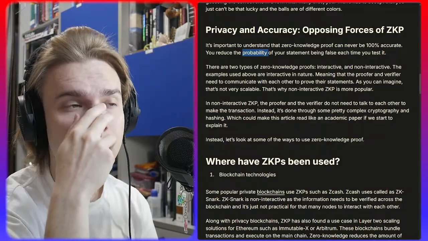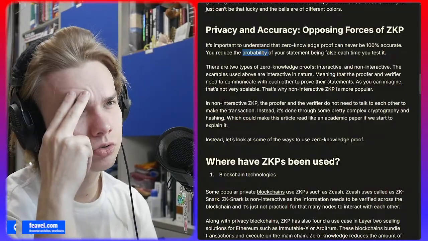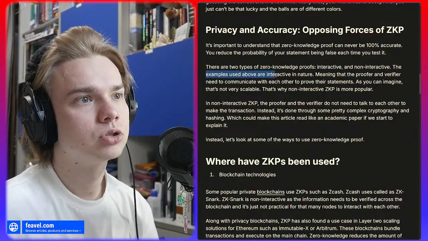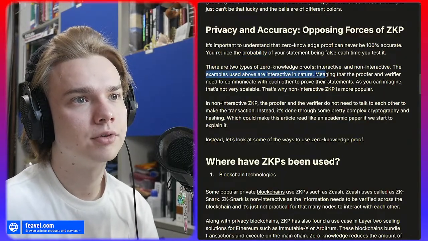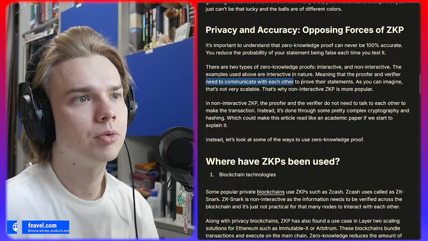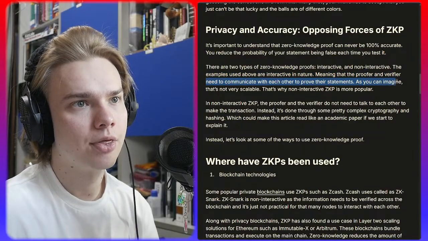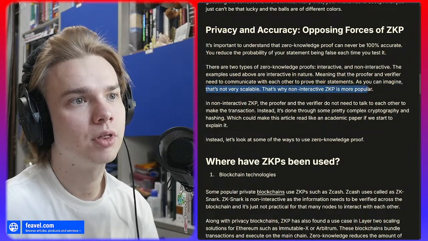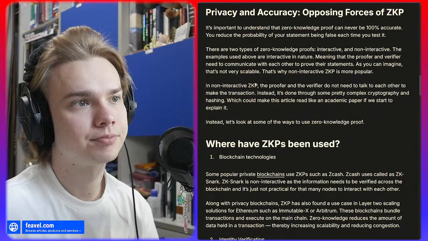There are two types of zero knowledge proofs, interactive and non-interactive. The examples used above are interactive in nature, meaning that prover and verifier need to communicate with each other to prove their statements. As you can imagine, that's not scalable. That's why non-interactive ZKP is more popular.